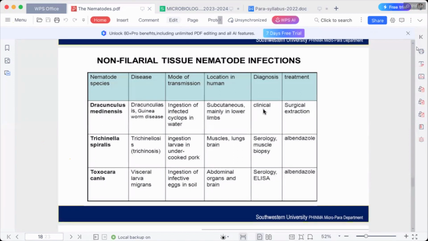Meaning by clinical, it's okay if you do not request any laboratories, just by the signs and symptoms and the history and PE.